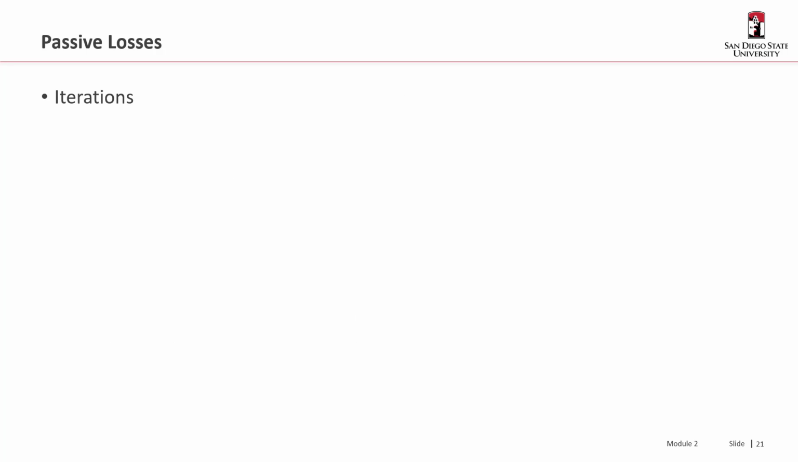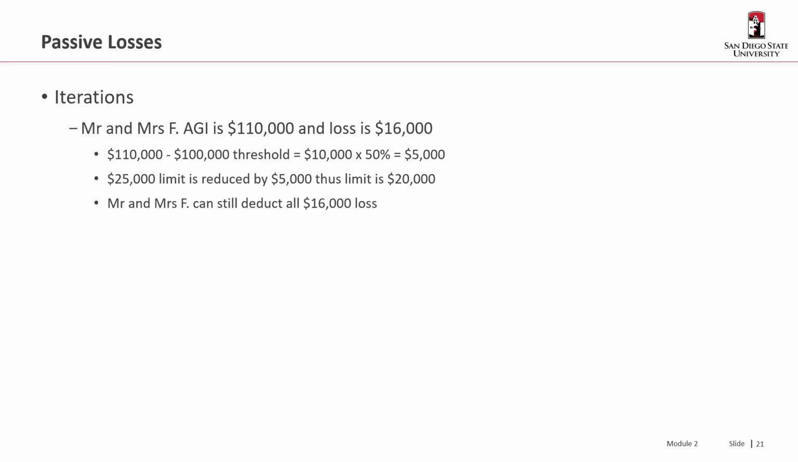Let's do some iterations, though, because as you can imagine, not every taxpayer makes less than $100,000. So what if Mr. and Mrs. F's AGI was $110,000 with the same $16,000 loss? Okay, well, $110,000 is above the $100,000 limit. How much above? Well, $10,000 above. Multiply 10,000 times 50%, you get a $5,000 phase out. As a result, the $25,000 limit is reduced by $5,000, making the new limit $20,000. Well, since their loss is only $16,000, they can still deduct all of it.